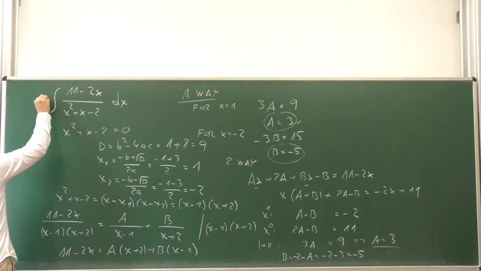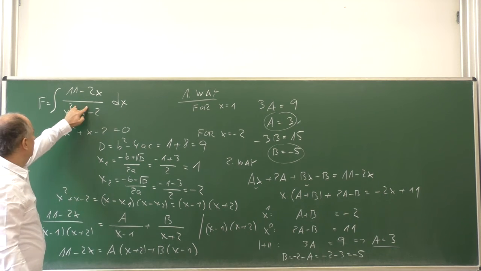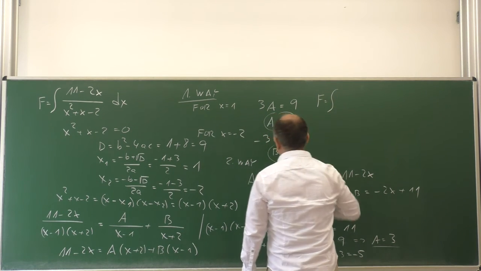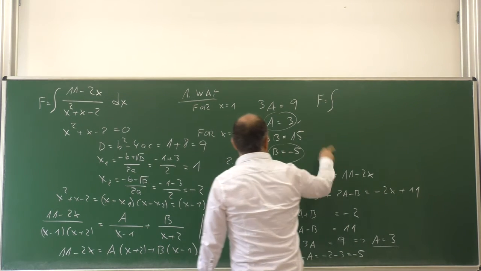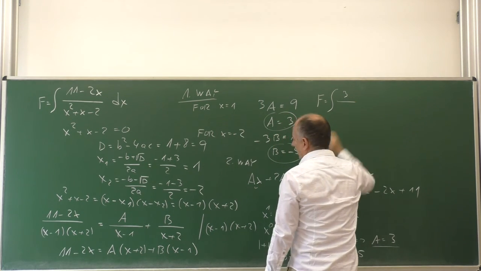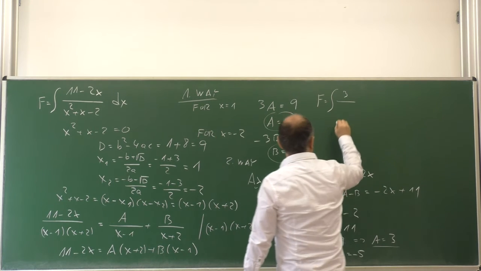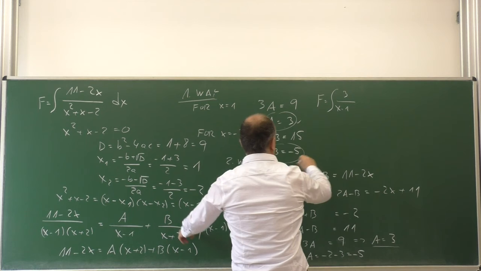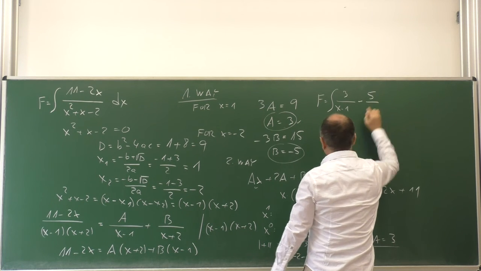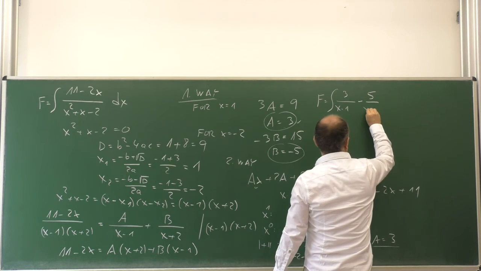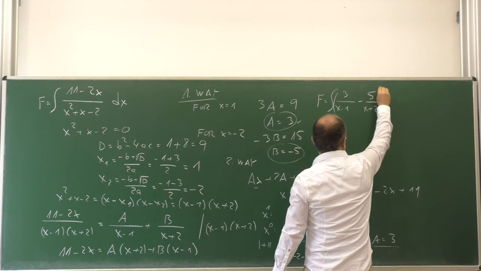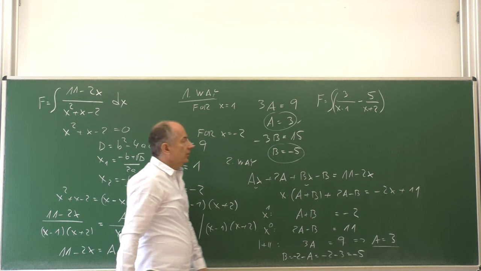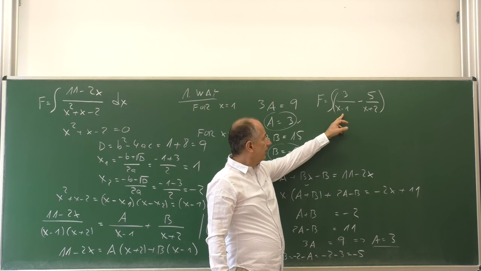So if we call this capital F, the antiderivative to this function, then we can proceed. Capital F is the integral of a, which is 3, divided by x minus 1, plus b, which is minus 5, divided by x plus 2. And this is easy to integrate, a fraction like that.